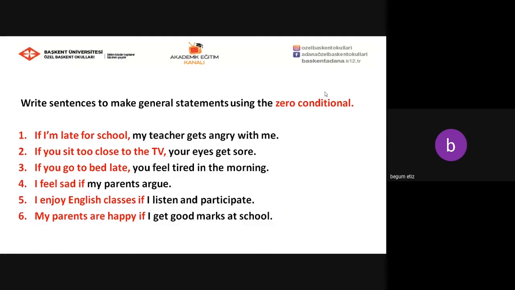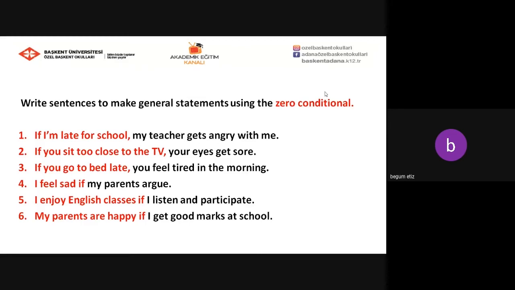Okay, for the first one, if I'm late for school, comma, my teacher gets angry with me. Second one, if you sit too close to the TV, your eyes get sore. Next one, if you go to bed late, comma, you feel tired in the morning. Four, I feel sad if my parents argue. I enjoy English classes if I listen and participate. Last one, my parents are happy if I get good marks at school.